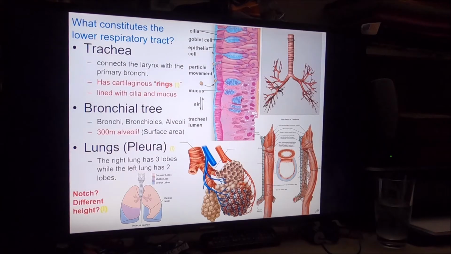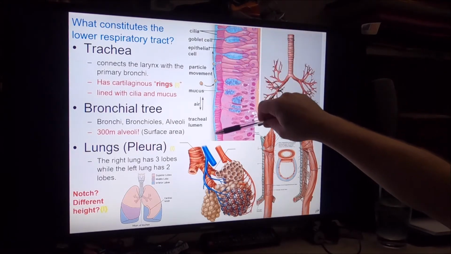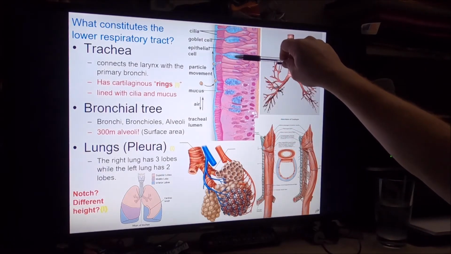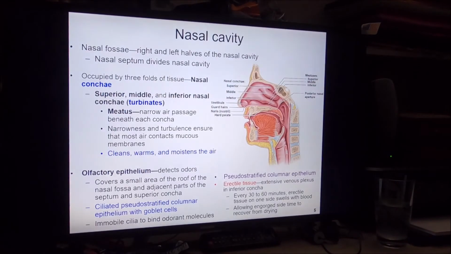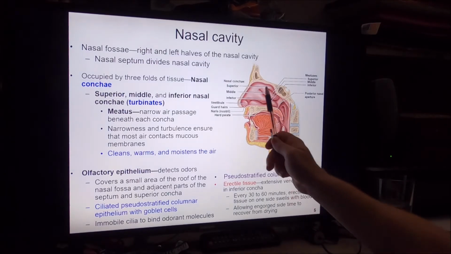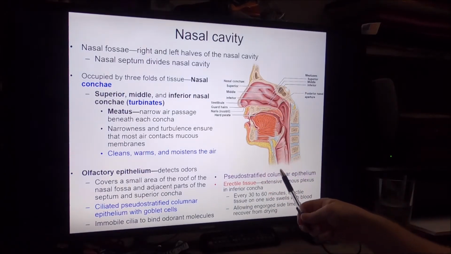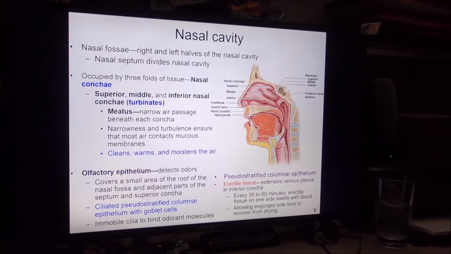What constitutes the lower respiratory tract? So we've got our trachea here, and the trachea is very important because it is lined with pseudostratified ciliated columnar epithelium cells. Lots of goblet cells that produce mucus, lots of cilia. Now let's remember that your oropharynx does not have this same tissue. You find that tissue up here, you find that tissue down there, but this is all going to be stratified squamous to make it tough.